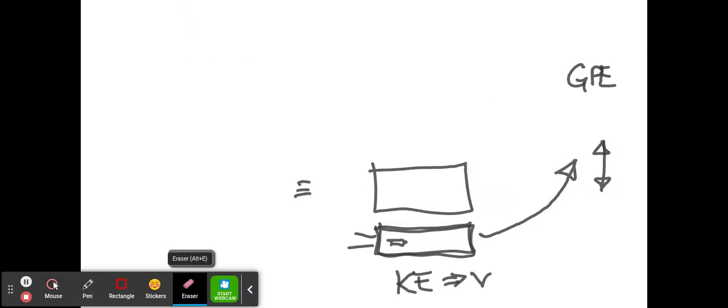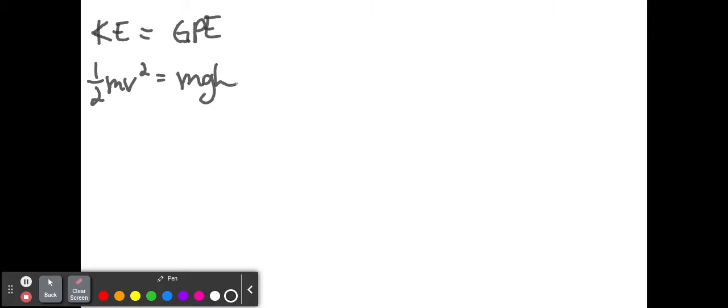Okay, so first of all, the kinetic energy equals the gravitational potential energy. So that's 1/2 mv squared equals mgh. You can see masses on both sides, so those cancel. If we manipulate this formula, it would be v equals the square root of 2gh.